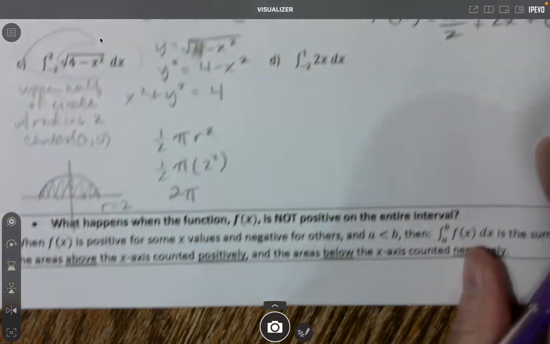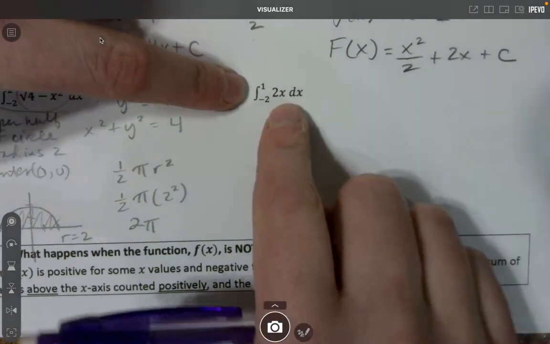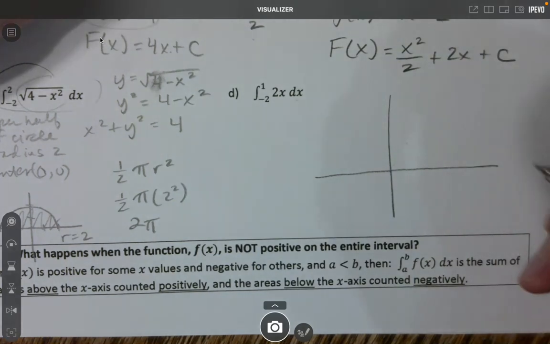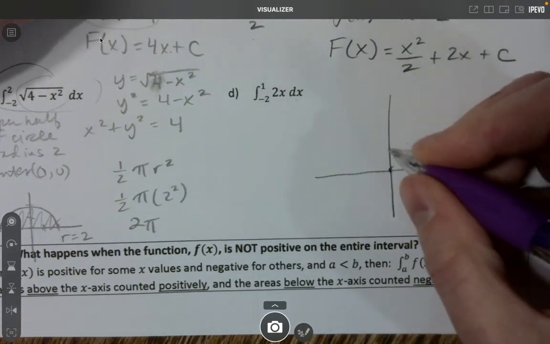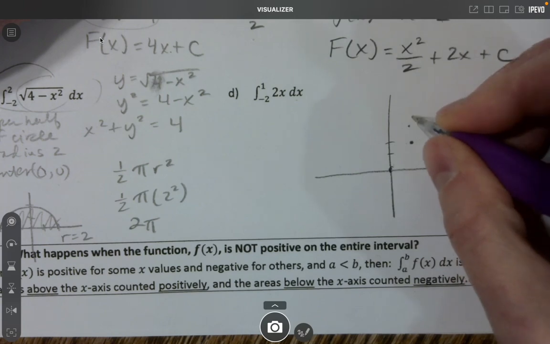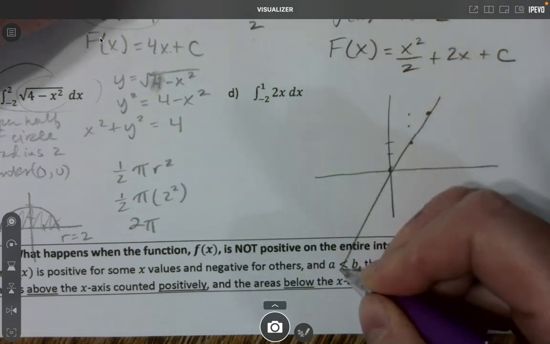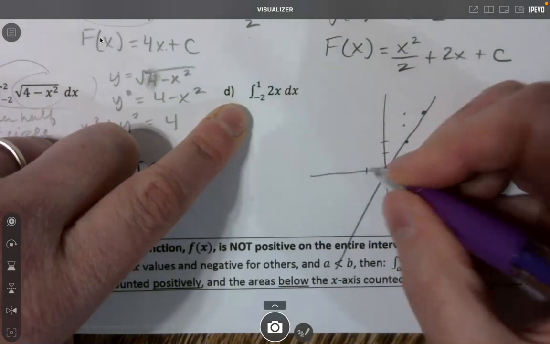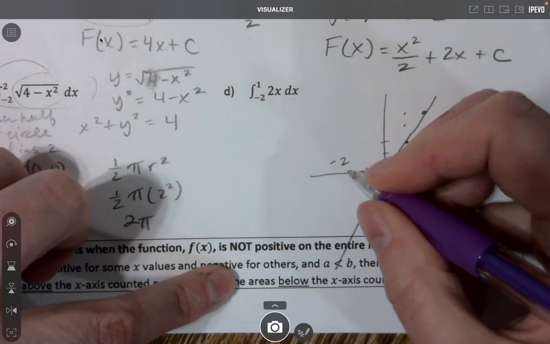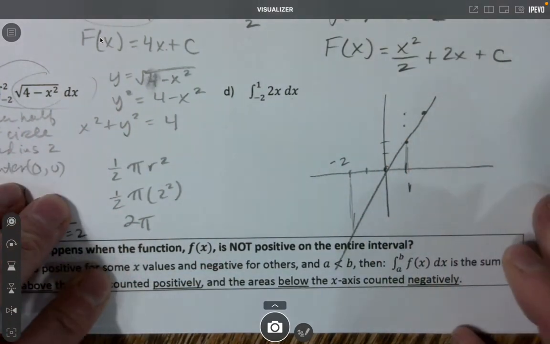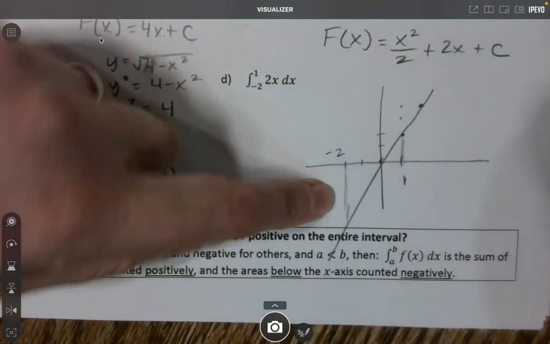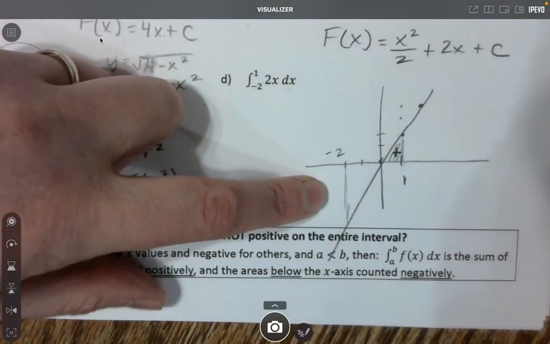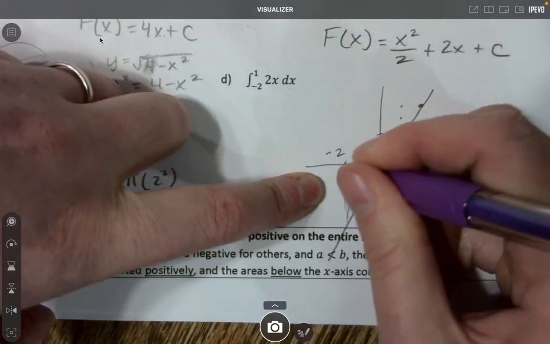Last one's a little bit tricky. So let's go ahead and graph 2x. So let's see, 2x is going to go through the origin, up 2 over 1. Okay. But the problem is this says from -2 to 1. So here's 1, here's -2. So I'm looking at this area here. So what we have to remember on this one is that this area is going to be positive because it is above my x-axis, and this area is going to be negative.